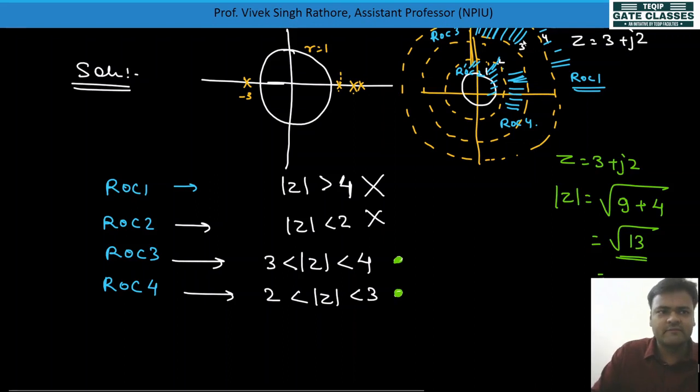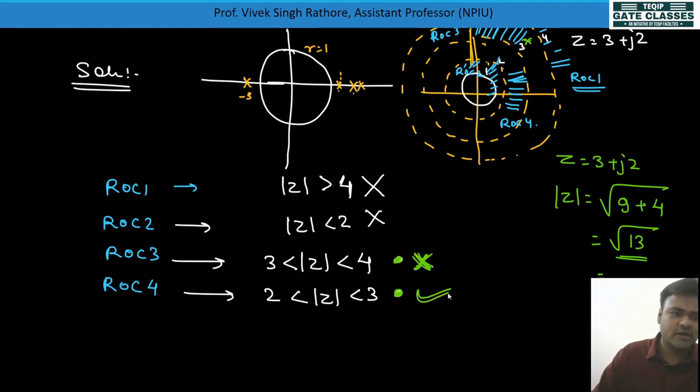So ultimately somewhere in between, the pole value is there. So this portion is not defined. So obviously from 3 to 4 is not defined according to the question. So ultimately what is left is mod Z greater than 2 and less than 3.